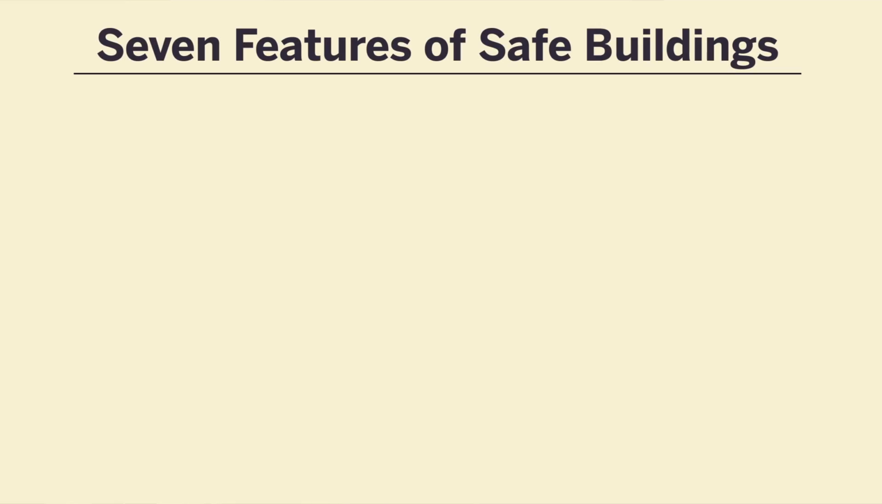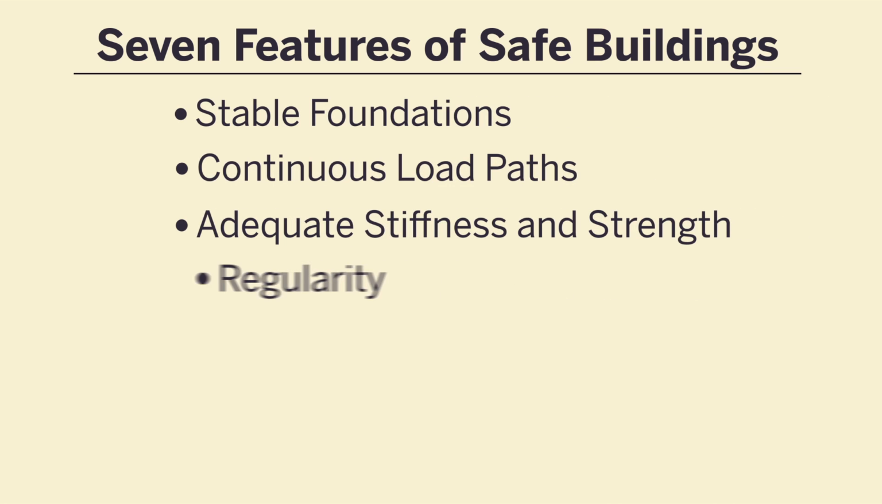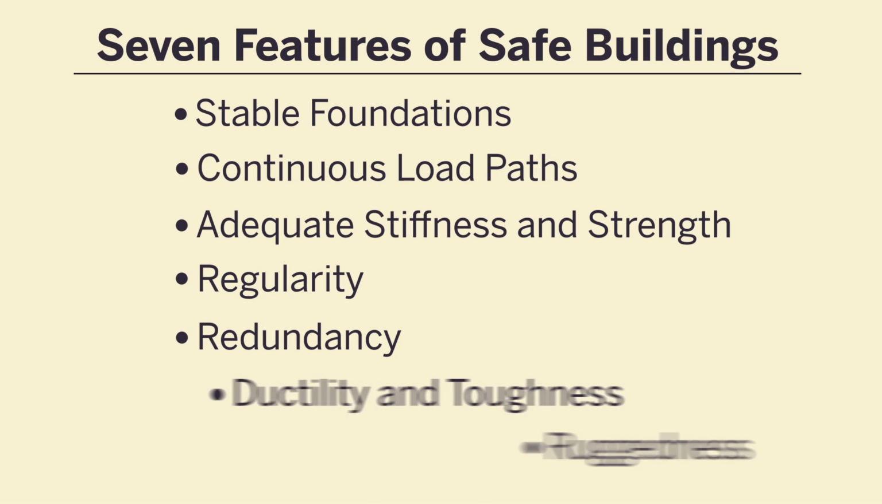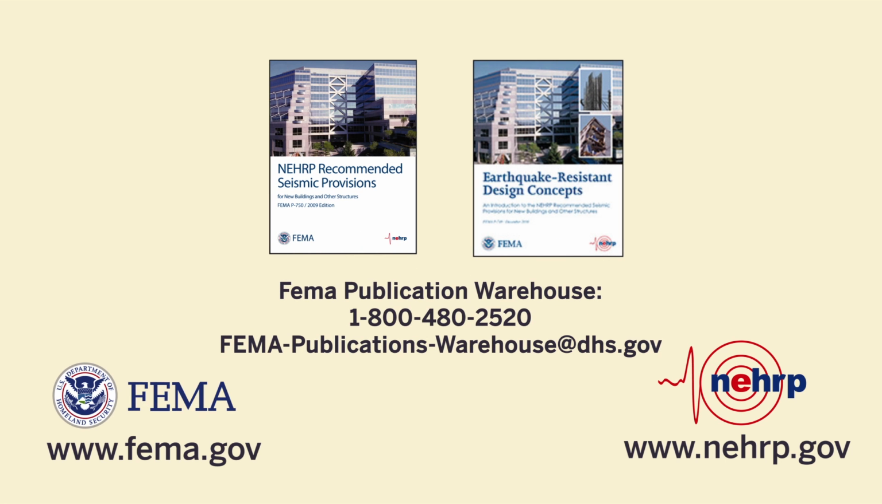To recap, the 7 characteristics important to the design of buildings and structures to ensure that they will behave adequately in a strong earthquake are stable foundations, continuous load paths, adequate stiffness and strength, regularity, redundancy, ductility and toughness, and ruggedness. A basic explanation of seismic design can be found in the Earthquake-Resistant Design Concepts, FEMA P749.